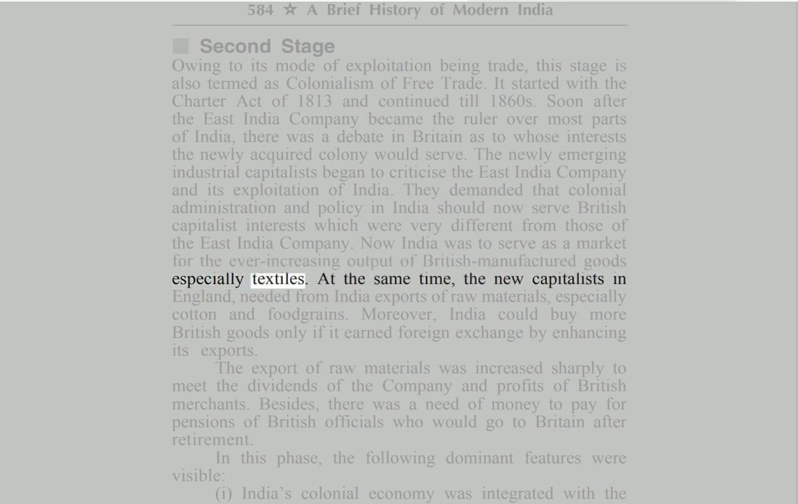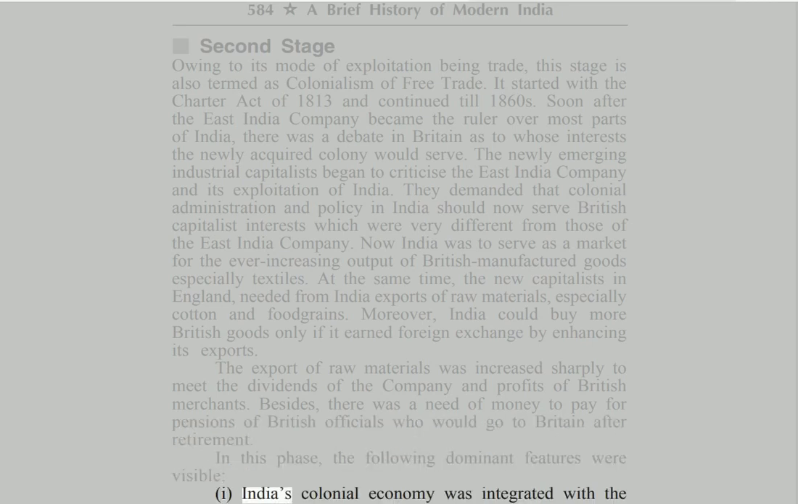At the same time, the new capitalists in England needed from India exports of raw materials, especially cotton and food grains. Moreover, India could buy more British goods only if it earned foreign exchange by enhancing its exports. The export of raw materials was increased sharply to meet the dividends of the company and profits of British merchants. Besides, there was a need of money to pay for pensions of British officials who would go to Britain after retirement.